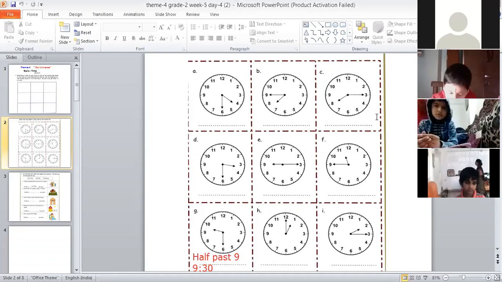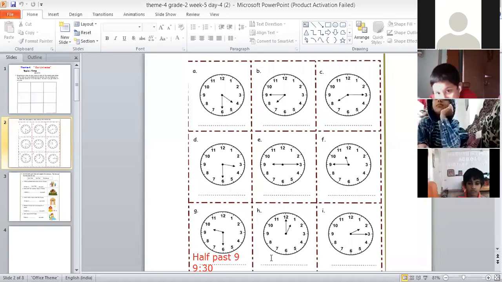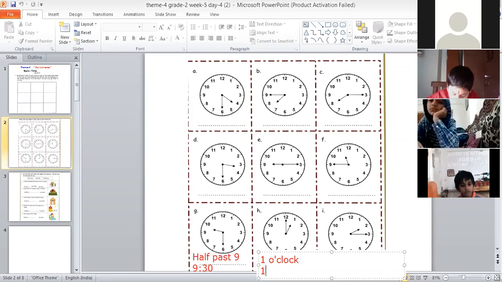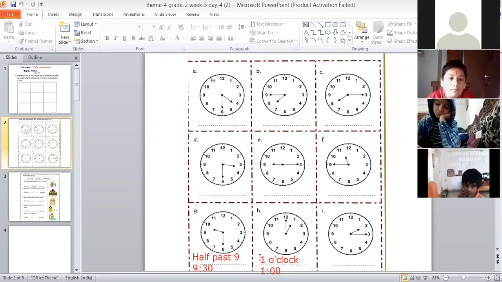Children, here in the next question, your long hand is exactly on 12 and your short hand is exactly at 1. So this is 1 o'clock. You'll write it as 1 o'clock, and in another way, you can write it as 1 colon 0 0. Remember that you have to write time in both ways. It is 1 o'clock, or you can write it as 1 colon 0 0. Okay.